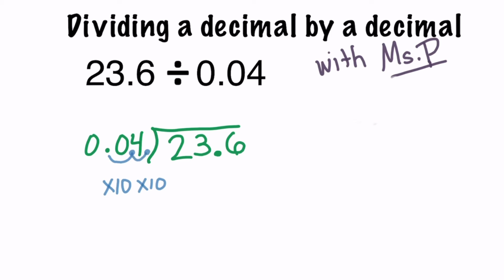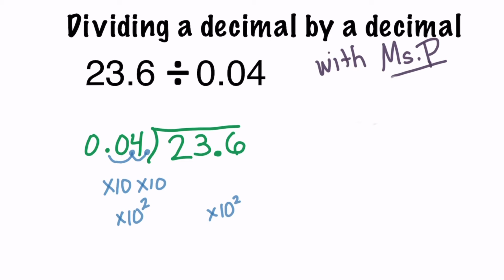And now, as you can see, this decimal point is at the end of the number, which means that we've shifted that digit 4 into the ones place, which is what we want. We want to create a whole number. But remember, what we do to the outside, or to the divisor, we have to also do to the inside, or the dividend. So since we multiplied 4 hundredths times 2 powers of 10, we're going to have to also multiply 23 and 6 tenths by 2 powers of 10.